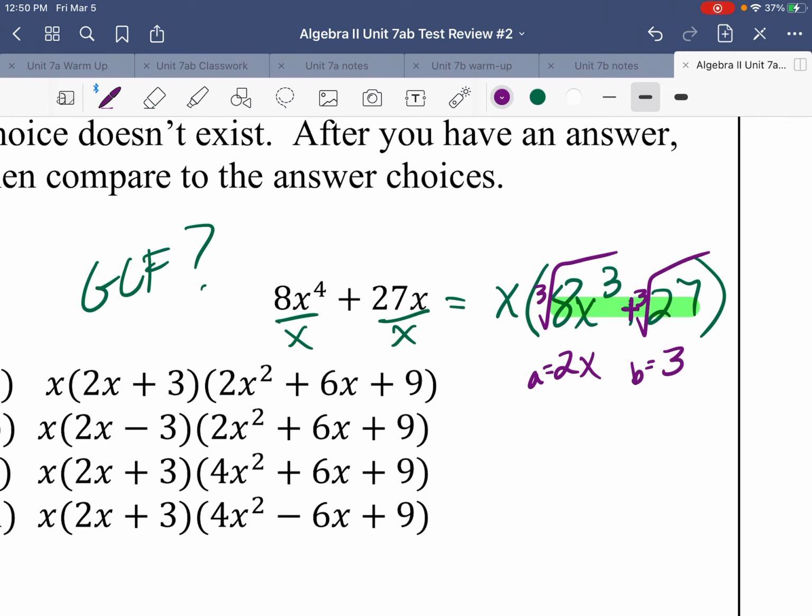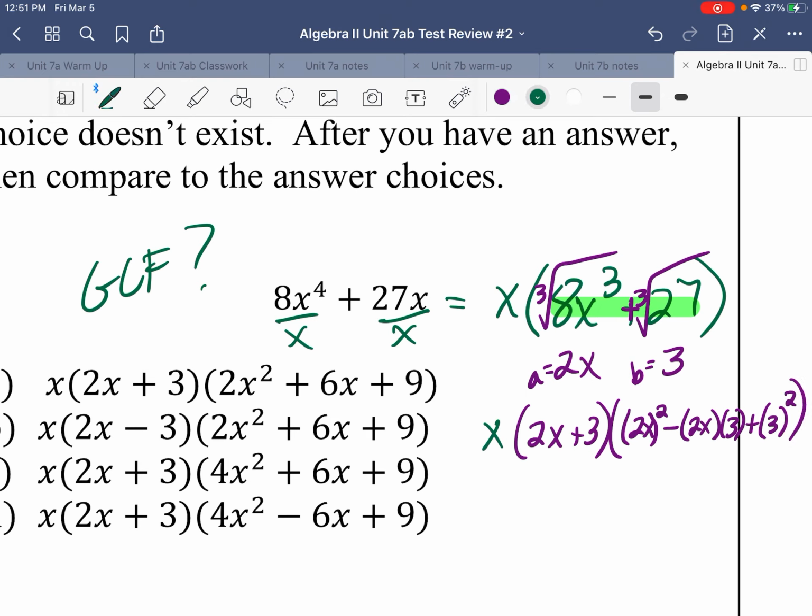So sum of cubes formula for inside, well, let's have the x on the outside first. And then on the inside, it's a plus b. Then it's a squared, 2x squared. Opposite sign of what it started with, a times b. And this formula, you should have this in your notebook, plus b squared.